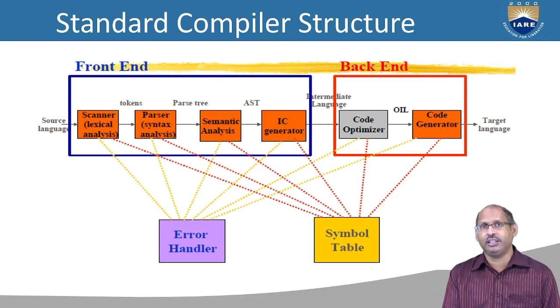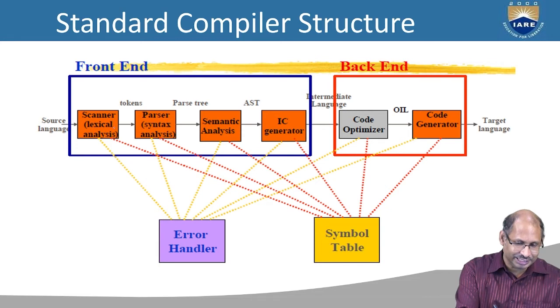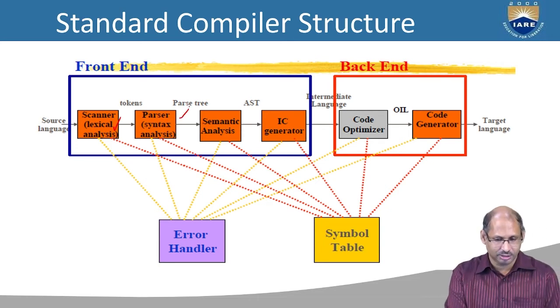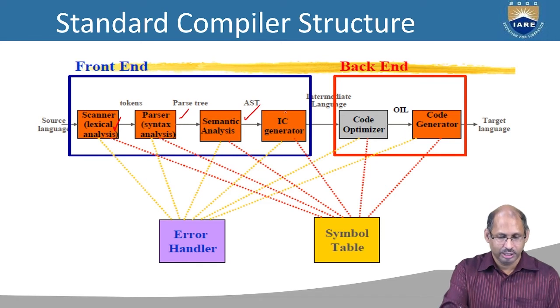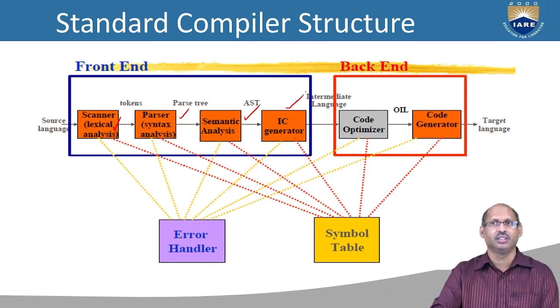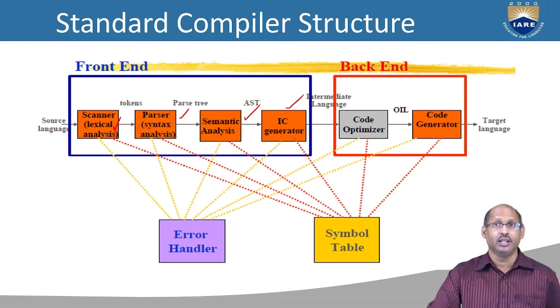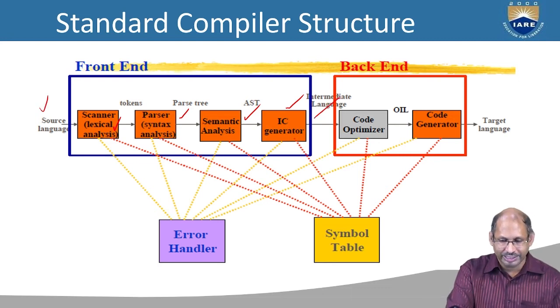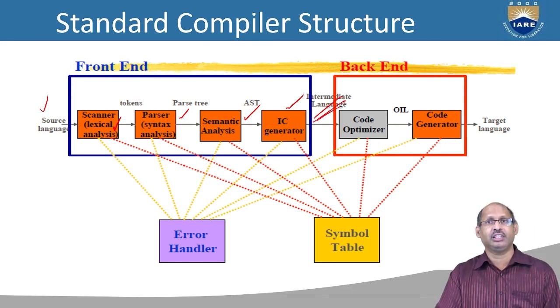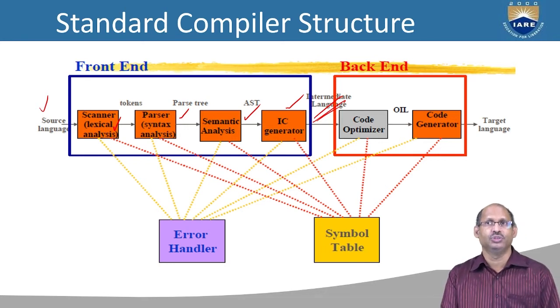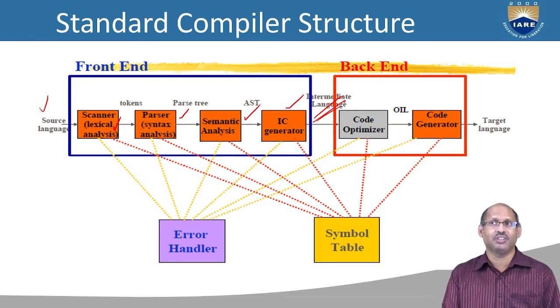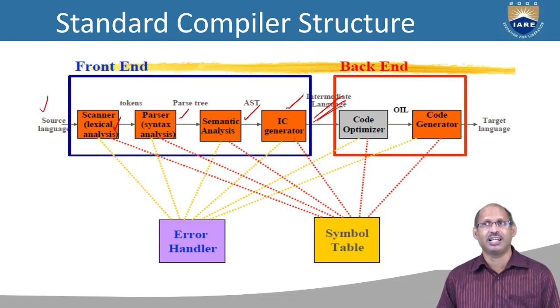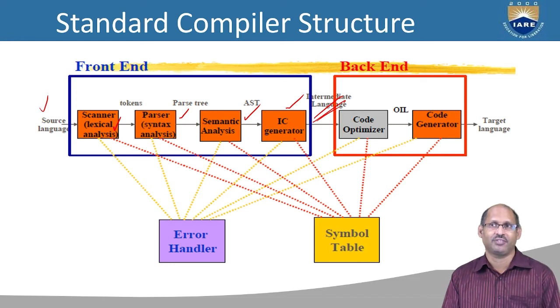The phases of a front end are lexical analyzer, syntax analyzer, semantic analyzer, intermediate code generator. This front end will convert the source program to intermediate language. Later, the backend will convert the intermediate language to target language.